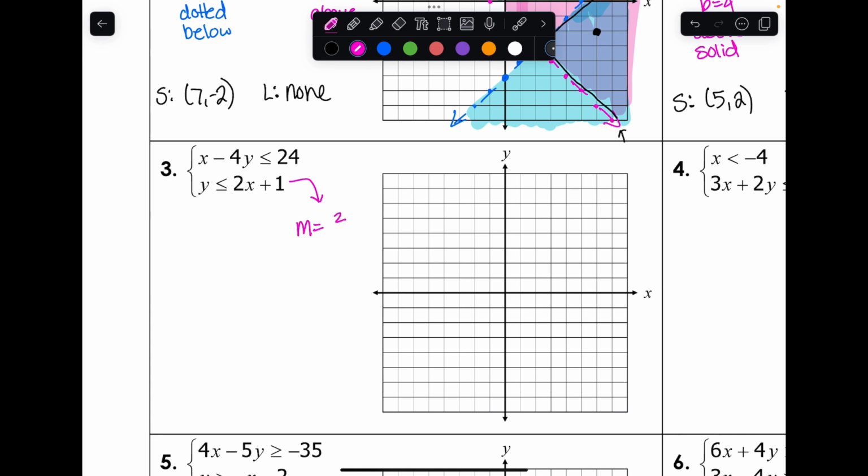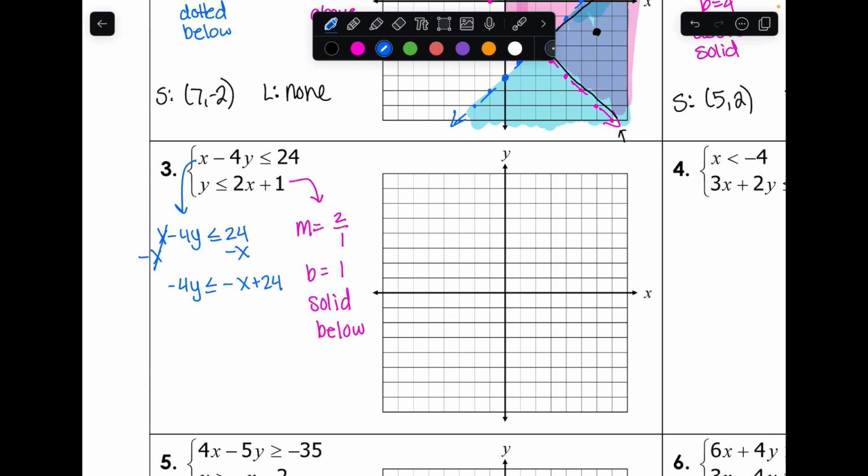Our slope is 2 over 1, our y-intercept is 1, we have a solid line, and we're shading below. Now for our first inequality, we have some work to do to put this into slope-intercept form. So I'm going to copy the exact inequality down first and then begin solving for y. My first step is to subtract x from both sides, leaving me with negative 4y less than or equal to negative x plus 24.